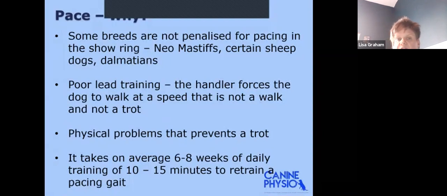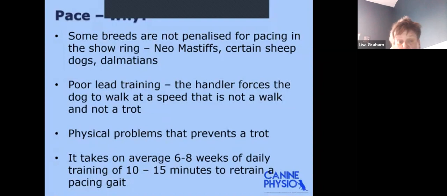However, we can also force a dog into a pace as well. And quite often poor lead training, where we inadvertently force the dog to walk at a speed that's not a walk and not a trot, and they can't really amble, they will often pick up a pace gait. And that's on us for doing that.